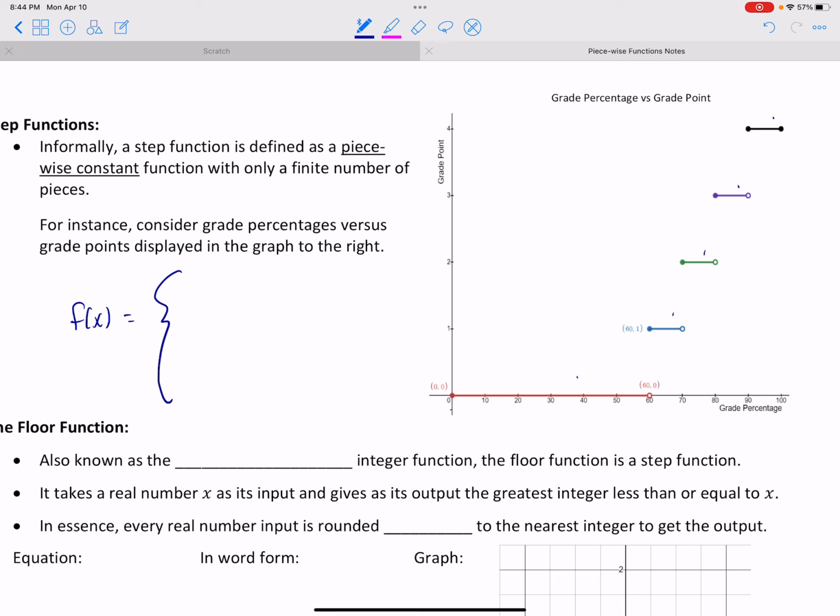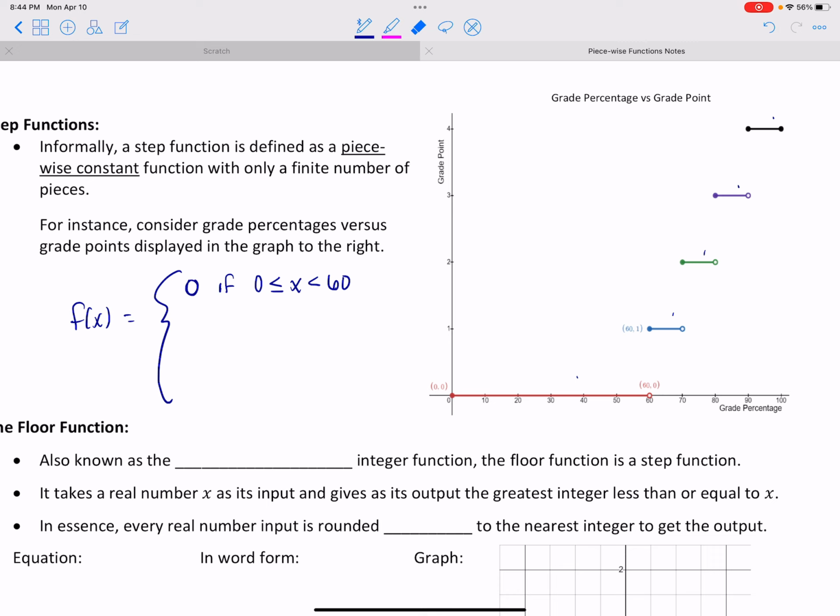So if our inputs, our grade percentages, are between 0 and 60, then our output is going to be 0 points, okay? Our output is a constant 0 no matter what we are for those inputs. So our constant value of 0 is connected with all the inputs from 0 to 60. So we would want 0 less than or equal to x less than 60. Again, we want to include the 0, and we can't go below that, and we don't want to include the 60 because that's a D.